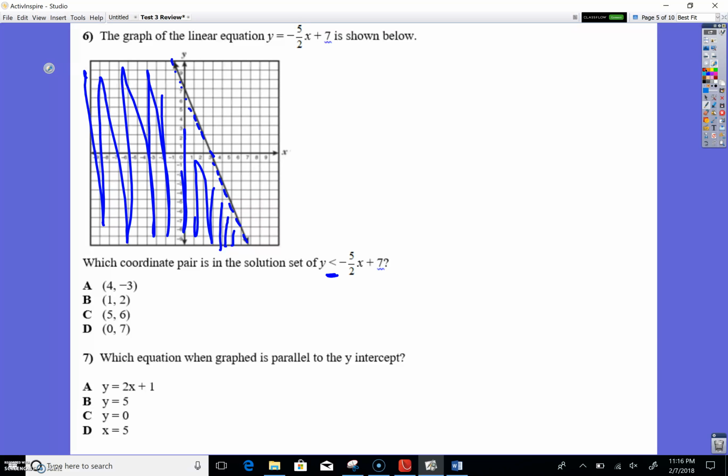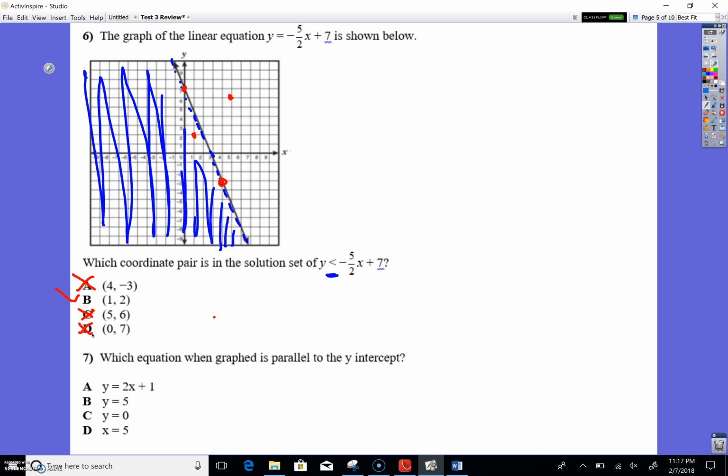The first thing is 4, negative 3. 1, 2, 3, 4. 1, 2, 3. That looks like it's on the line, so it should be no, because this is a dashed line. 1, 2. That looks good. 5, 6. So that's no. 0, 7. You see, that one's on the line, so that one's no also. Remember, dashed lines are no. Anytime you're in the shaded area, you are good.